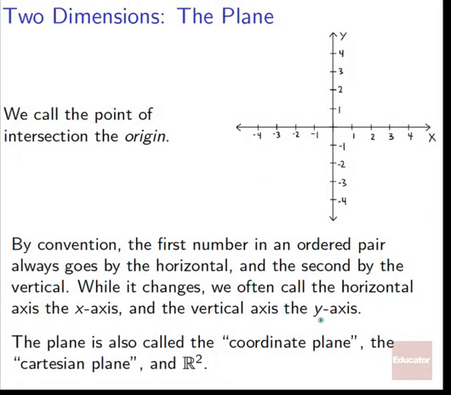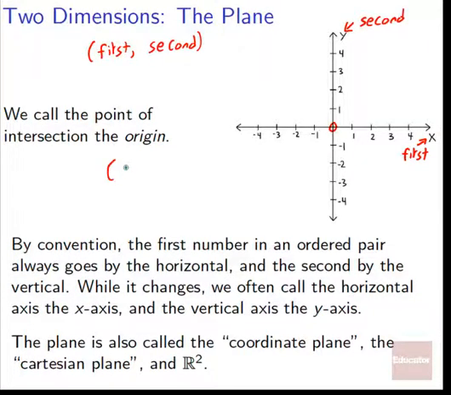We call that point of intersection of the two number lines the origin. That's the origin. It is 0, 0. By convention, the first number in an ordered pair always goes by the horizontal. So if it's first comma second, then the horizontal location is always based around the first value, and the vertical location is always going to be based around the second value.